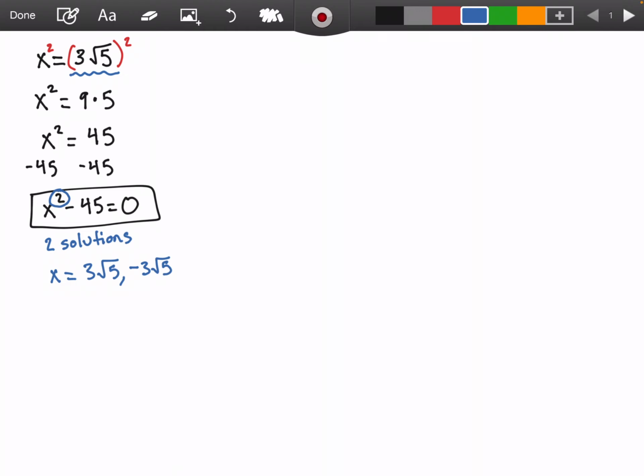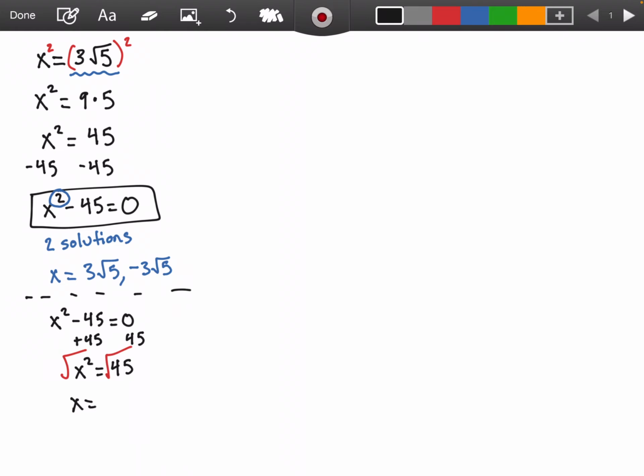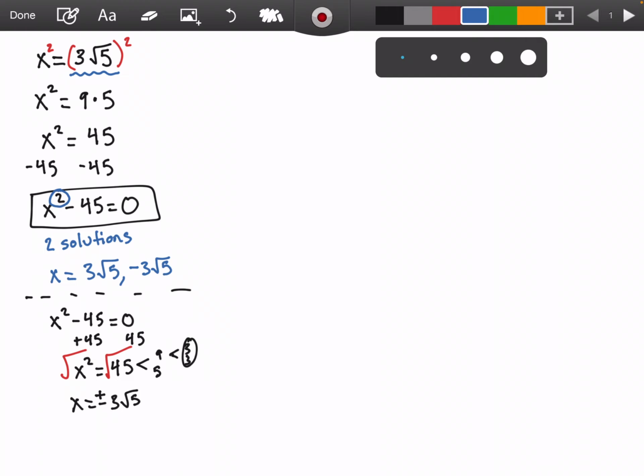Because let's just take a look. If I was to go backwards in solving this, so if I have x squared minus 45 equals 0, I can add 45 to both sides and get x squared equals 45. And now when I take the square root of both sides, x equals, well, that's 9 and 5, 3 and 3. So we get 3 square root of 5, but I'm only halfway correct because I need a plus or minus. Anytime I take a square root, I'm going to have a positive and a negative answer. We call those conjugate pairs.